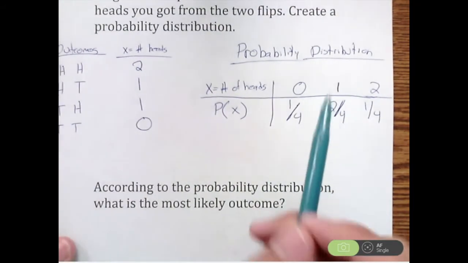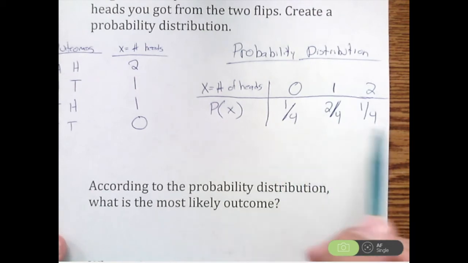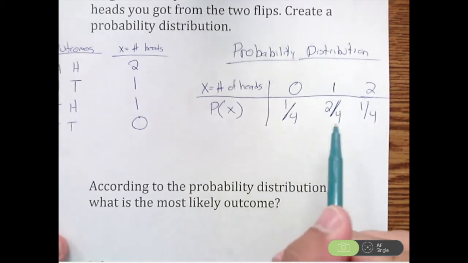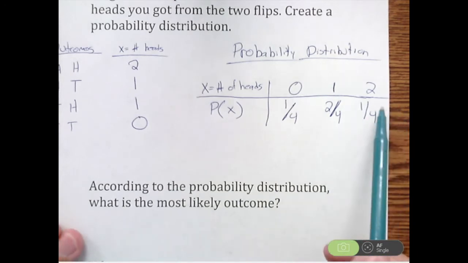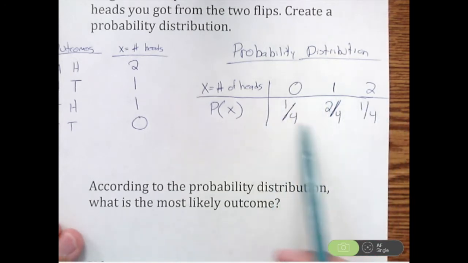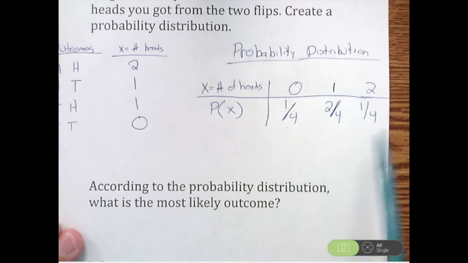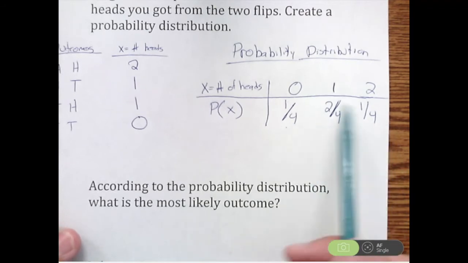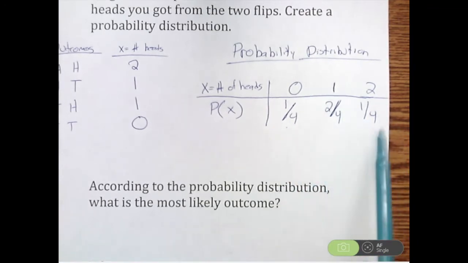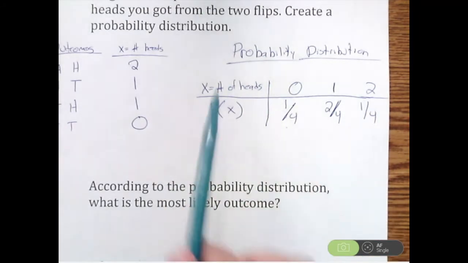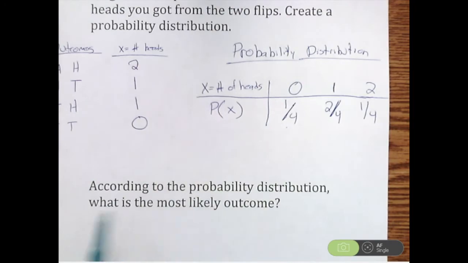Other things with this probability distribution: I put these as fractions, but you could put them as decimals if you want. So you could put 0.25, 0.5, 0.25. One characteristic you'll notice is that this entire row should add up to 1. So 0.25, 0.5, and 0.25, that is 1. So this should always add up to 1. That's a good check to make sure this is correct. So this is my probability distribution with X up top and P(X) on the bottom.